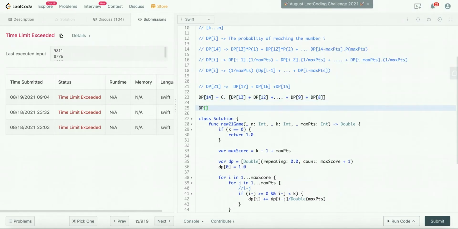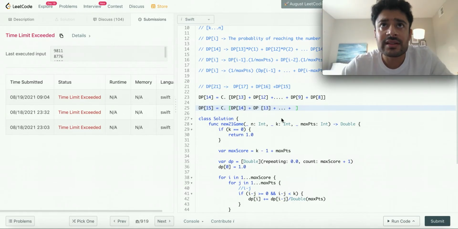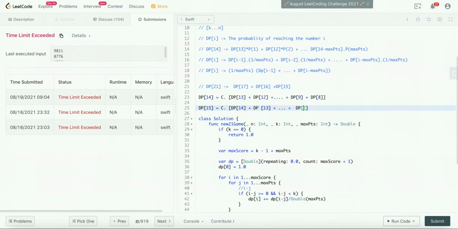What about dp of 15? Again, c into dp of 14 plus dp of 13 plus, like this, plus dp of 15 minus 6, which is dp of 9, so dp of 10 plus dp of 9.